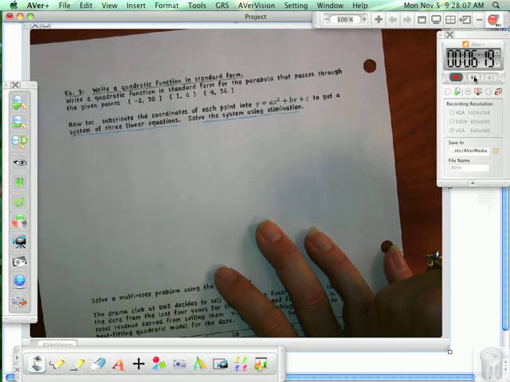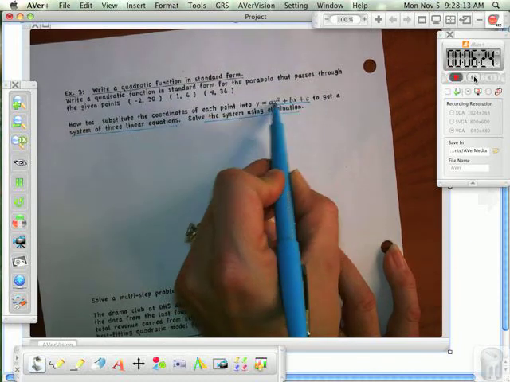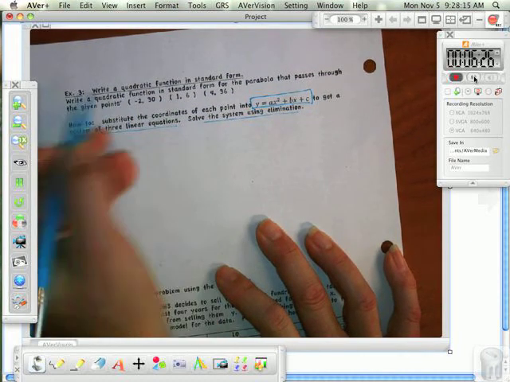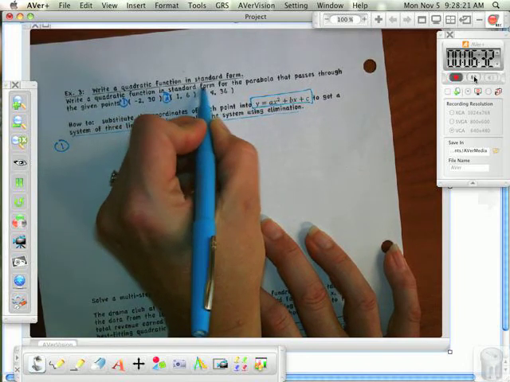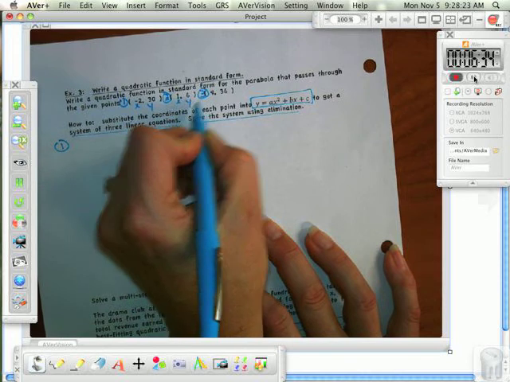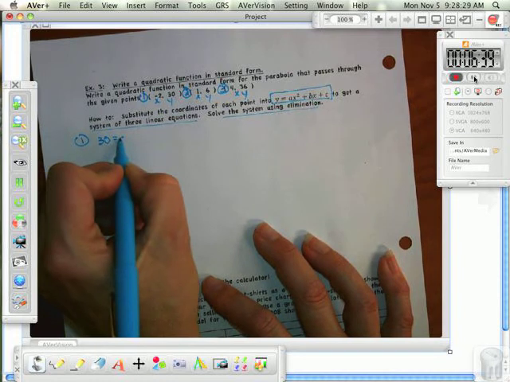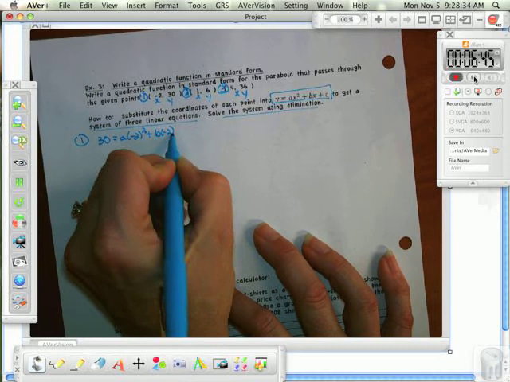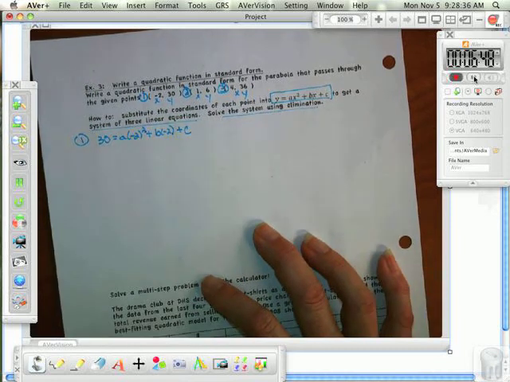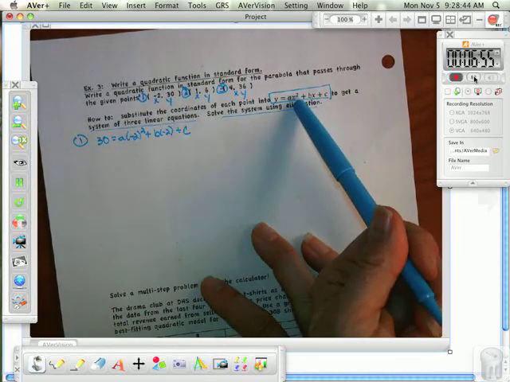So I'm going to use this right here. And I'm going to do equation 1, equation 2. I'm going to use these. Okay, equation 1, if I plug in x and y, would look like this. 30 equals a times -2 squared plus b times -2 plus c. I'm plugging in the x and the y from this particular point into the standard form. Stay with me. Okay? Now I'm going to make it prettier.